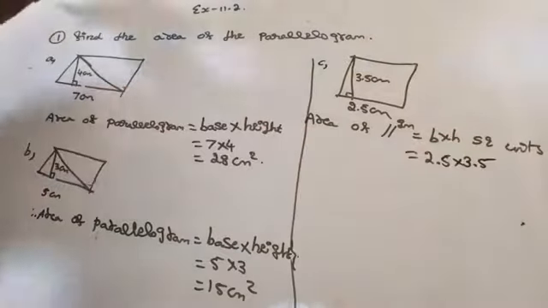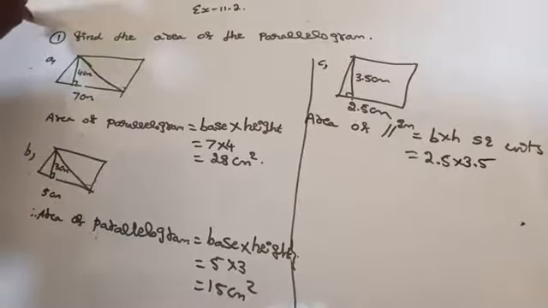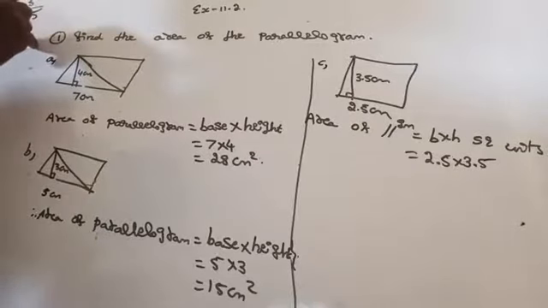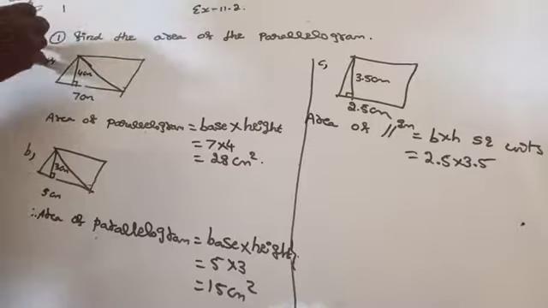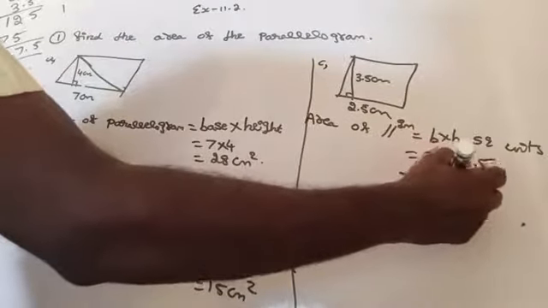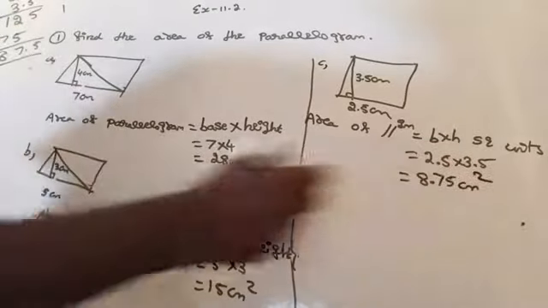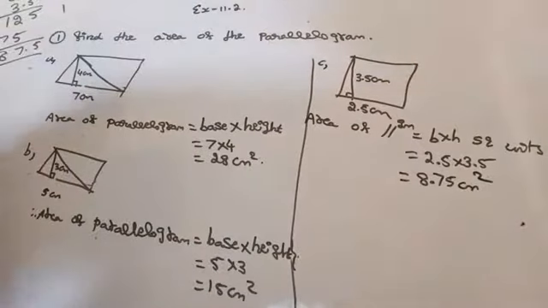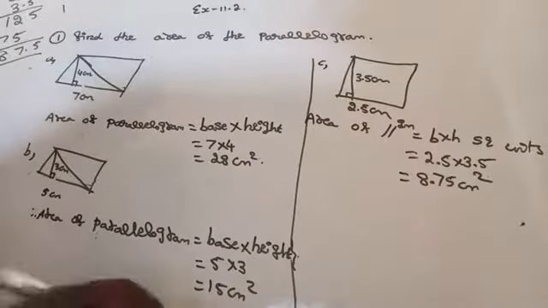Now 2.5 into 3.5, it will be 5 5s are 25, 2 5s are 10, 12, 5 3s are 15, 6 plus 1 is 7, 5, 7, 8. That is 8.75 centimeter square. Am I right here? Yes. Then come to the fourth part now.